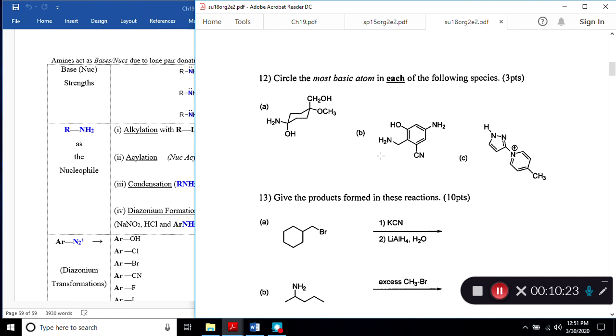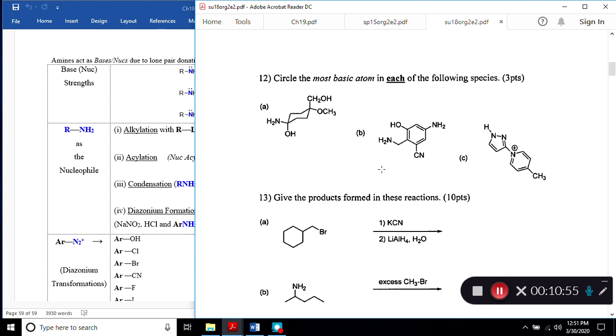Here we have a question. Oxygen, nitrogen, nitrogen, and nitrogen, those have lone pairs, but they're all potentially basic. This is a lone pair on oxygen, but that oxygen is conjugated with the aromatic ring. This is a nitrogen with a lone pair, that lone pair conjugated with the aromatic ring. This is a nitrile, one lone pair on the nitrogen, not involved in conjugation. This is a nitrogen with one lone pair, not involved in conjugation.